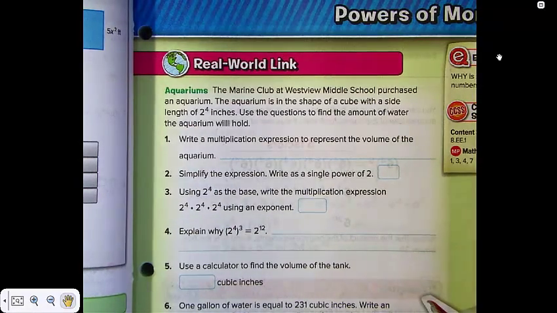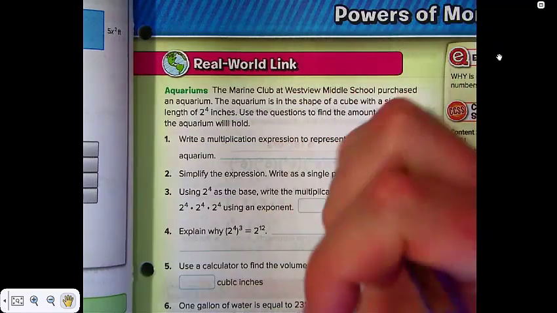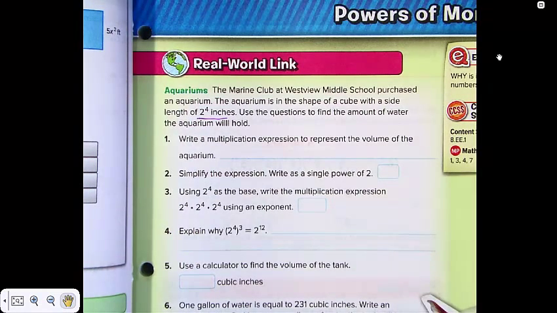So right here at problem 1, it says the Marine Club at Westview Middle School purchased an aquarium. The aquarium is in the shape of a cube with a side length of 2 to the 4th power inches. So that's going to be an important piece of information. Feel free to underline it if you want. Use the questions to find the amount of water the aquarium will hold. So we know it's 2 to the 4th power inches. Now please, once again, that is not meaning 2 times 4. It's not 8 inches for the length. It's 2 times 2 times 2 times 2. It's 2 being multiplied together 4 times, okay?